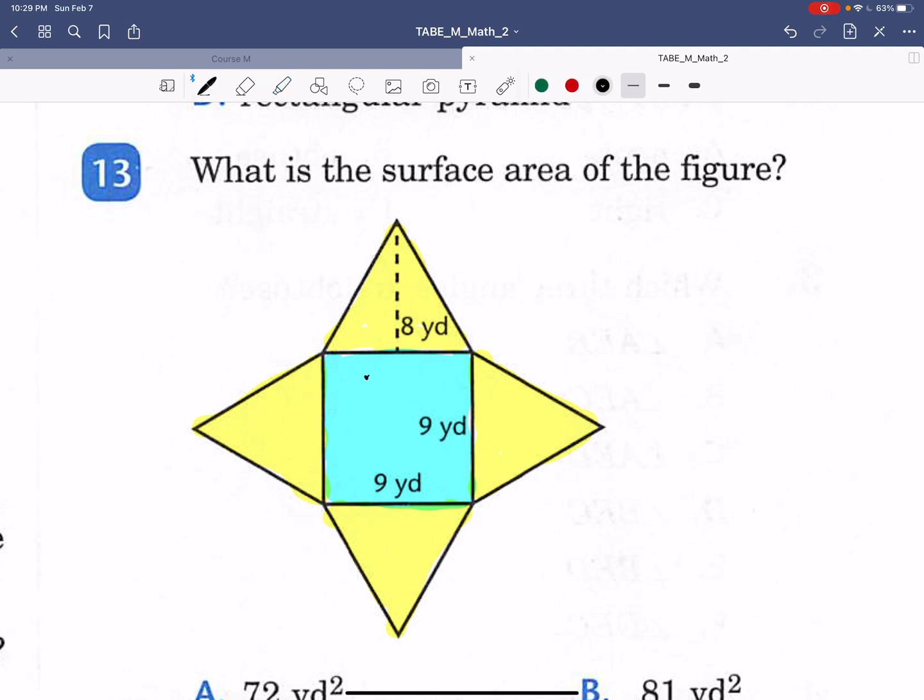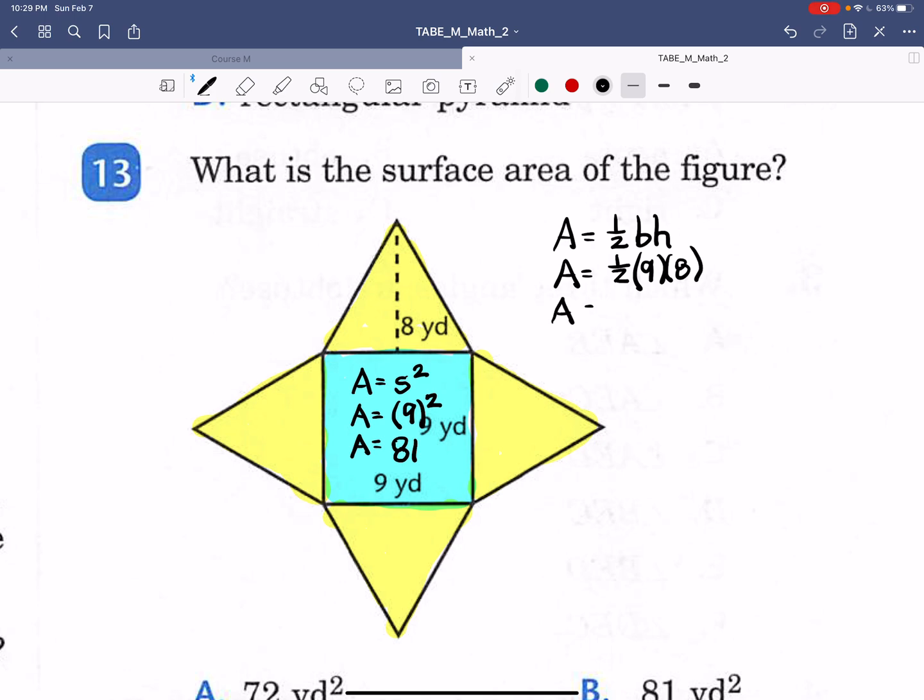The area of a square, A, is S to the second power. So A is 9 to the second power. That's 9 times 9. That is 81 square yards. Then the triangle is 1/2 base times height. The base is 9 and the height is 8. So 1/2, 9 times 8, that's 72. Half of 72 is 36. So 36 here, 36 here, here, and here.